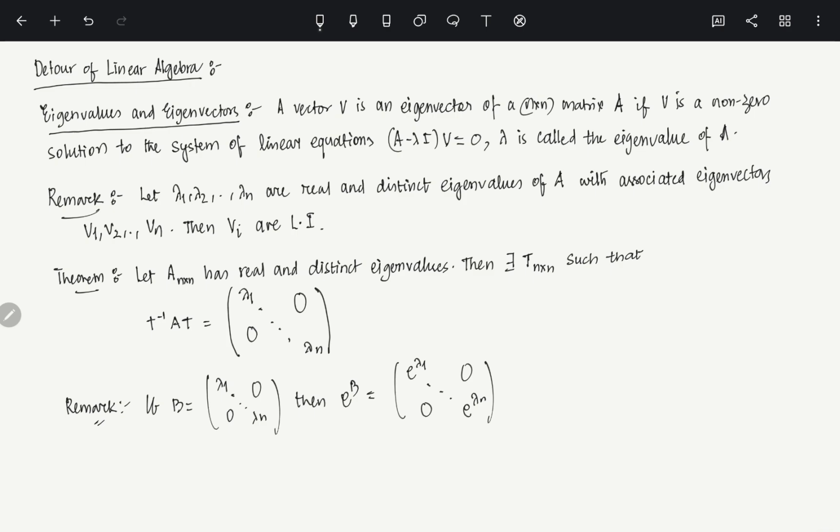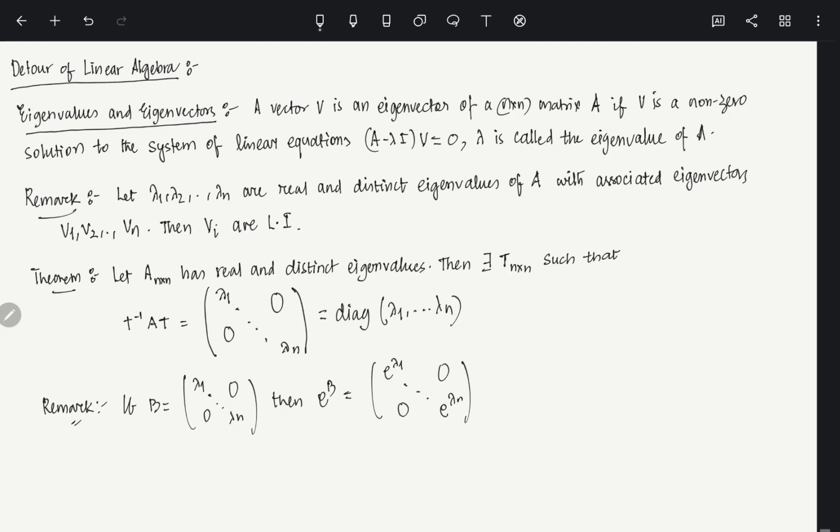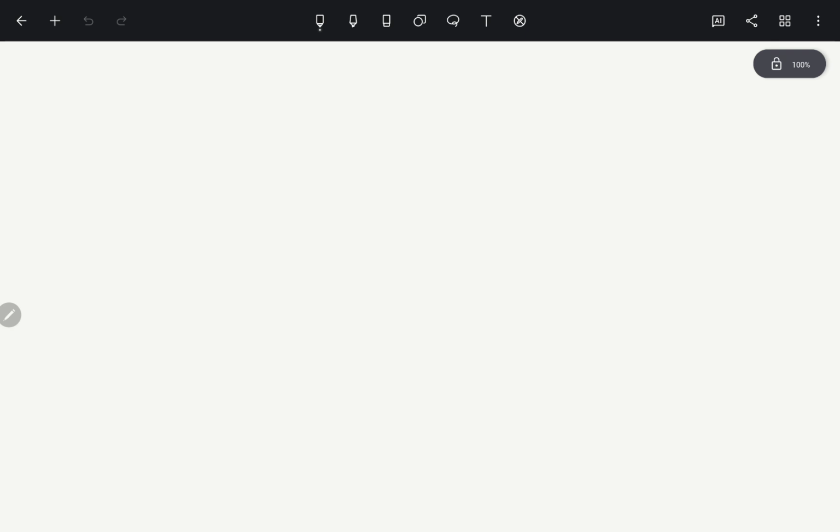So what does the theorem say? It says that if A has real and distinct eigenvalues, then you will have a matrix T such that when you calculate T inverse A T, that is going to be a diagonal matrix. We can also write this as diag of lambda 1, ..., lambda n. Clear? How do you prove something like this? The proof is actually easy. Proof.